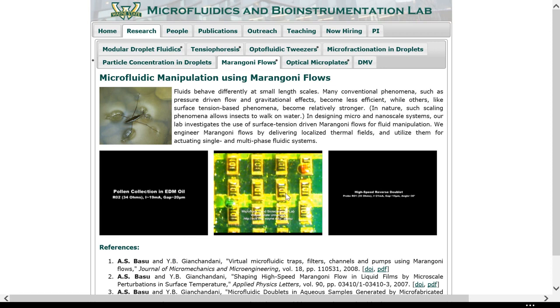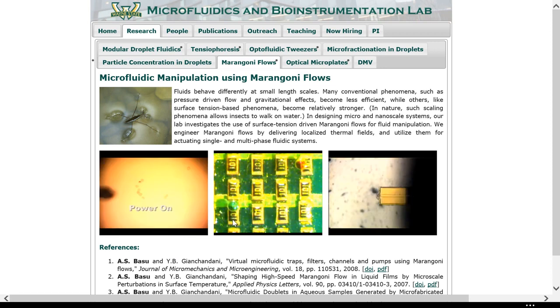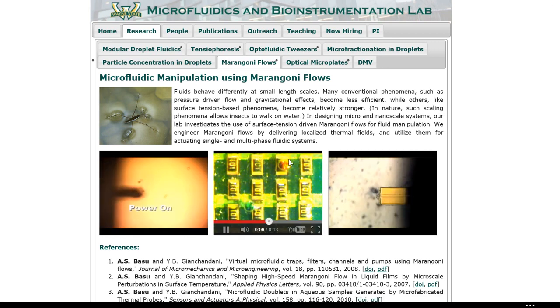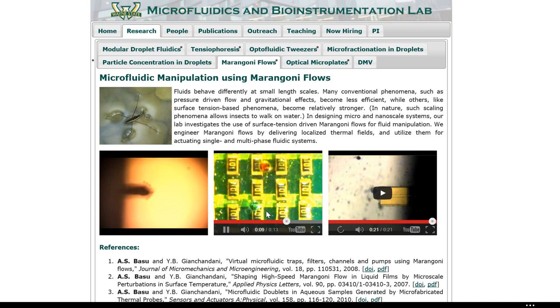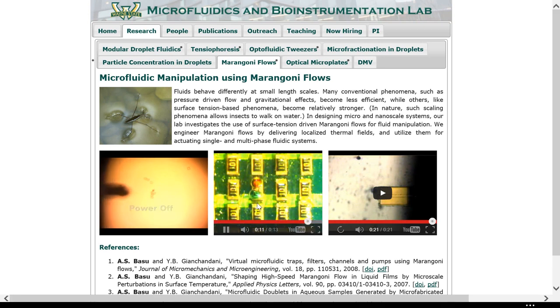So this is a grid of electrodes. Let's just watch this one. By activating the different, let's watch that again. This is a grid of microheaters. Okay, so by activating the different heaters, we can create temperature gradients on the surface, and by doing that, we can actually control the flow of objects. In this case, we were causing droplets to move in the fluid.